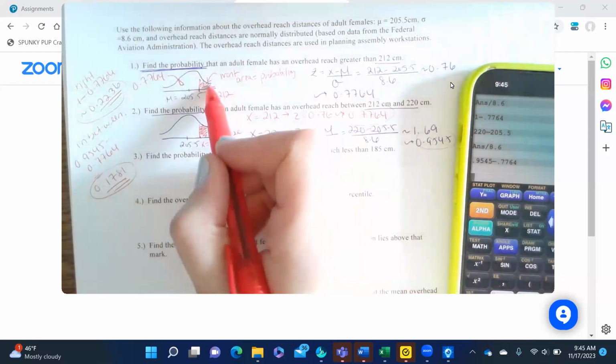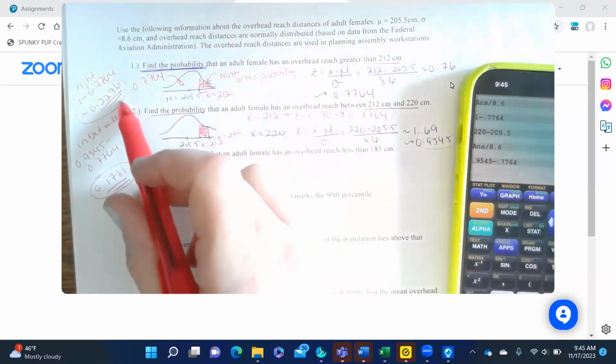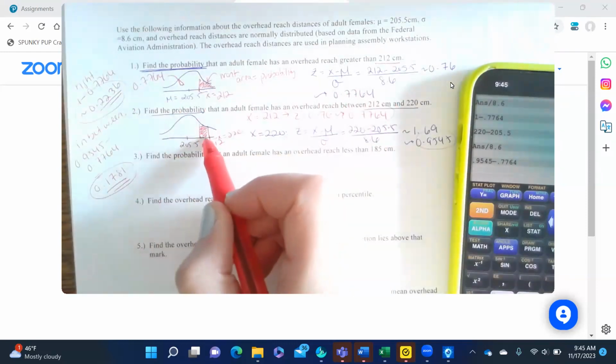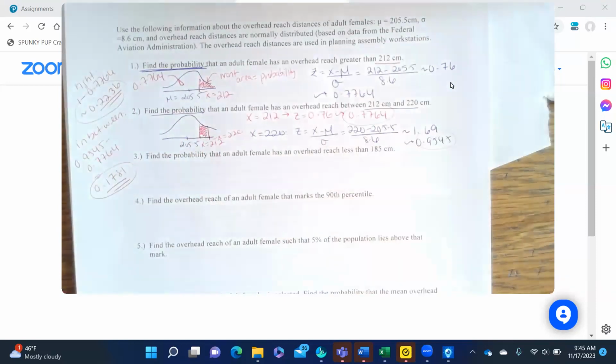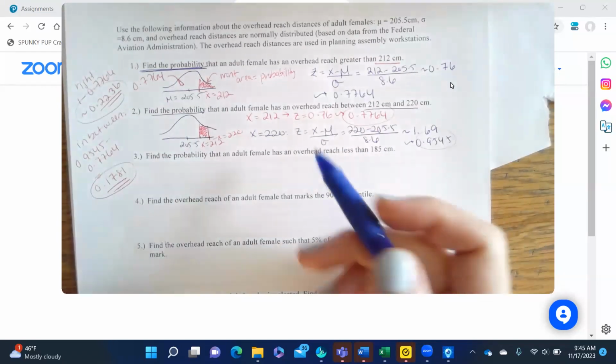So remember, whether you're using the table or Excel, if your shading is on the right, you're going to have to take the probability and subtract it from 1 at the end. And if your shading is in between, you're going to have to subtract your 2 probabilities to get the answer. The only time we don't have to subtract is when the area is already on the left. And that brings us to this next example.